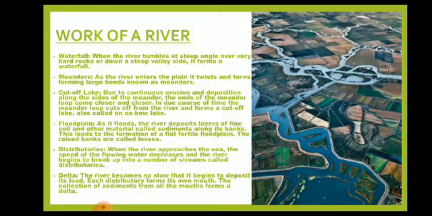Next work of the river is delta. The river becomes so slow that it begins to deposit its load. Each distributary forms its own mouth. The collection of sediments from all the mouths forms a delta. A delta is a depositional landform formed by the network of distributaries. Generally, due to deposition of sediments by the river, the shape of the delta is triangular. The Ganga-Brahmaputra Delta of India is the largest delta in the world.